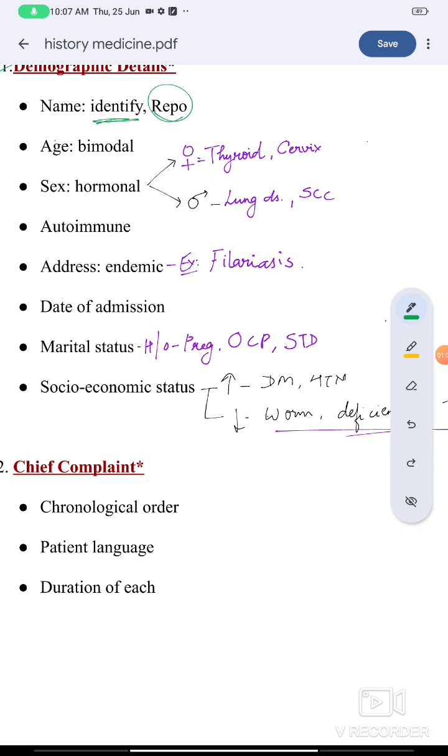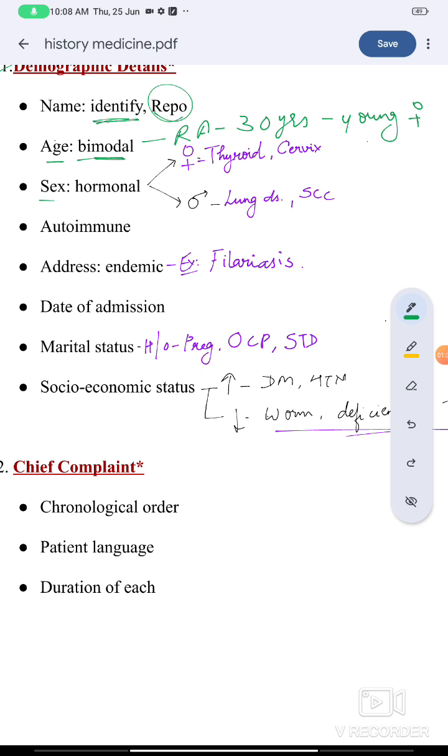So if a doctor calls you by name, there is a personalized touch or a connection that develops between you and the patient. Next comes the age. Certain diseases are more common in certain age groups. For example, rheumatoid arthritis is more common in the age group of 30 years, that is young females. Apart from that, there are certain diseases like Hodgkin's lymphoma which shows a bimodal peak, which means there are two peaks at two different age groups.